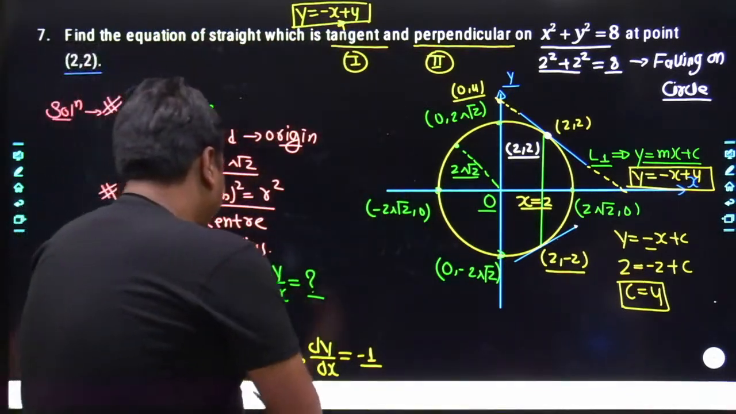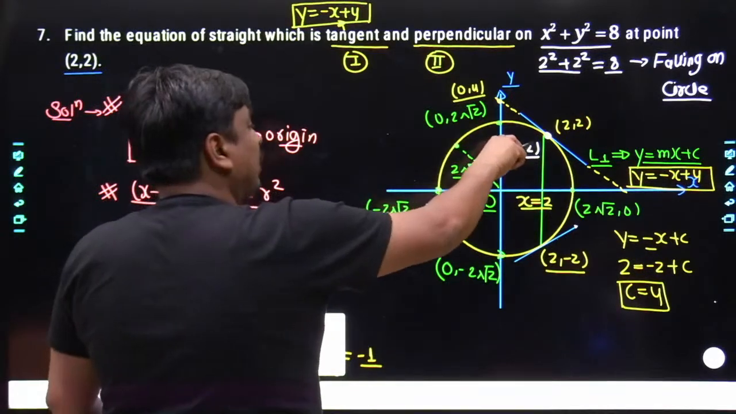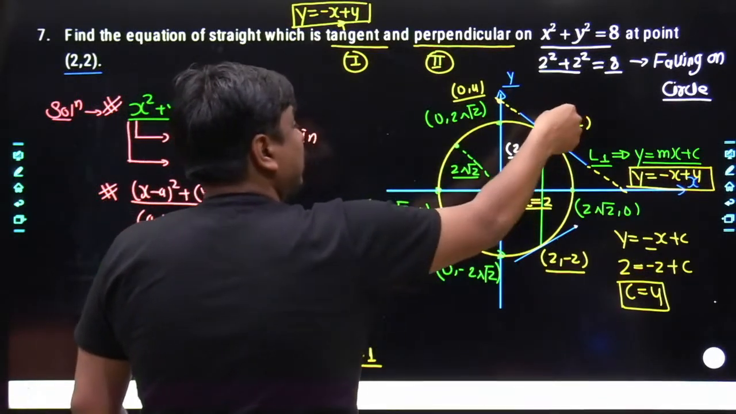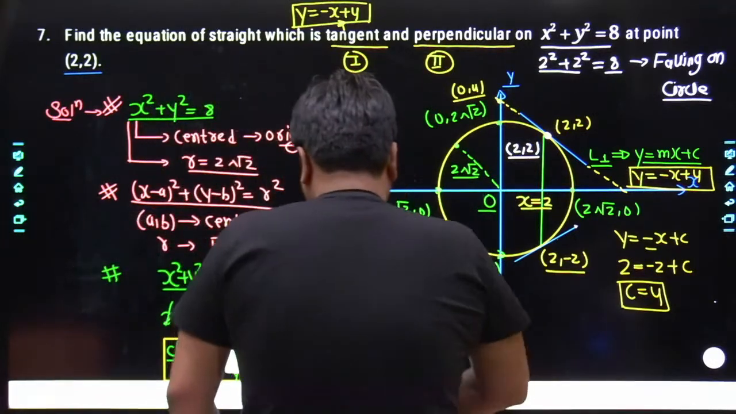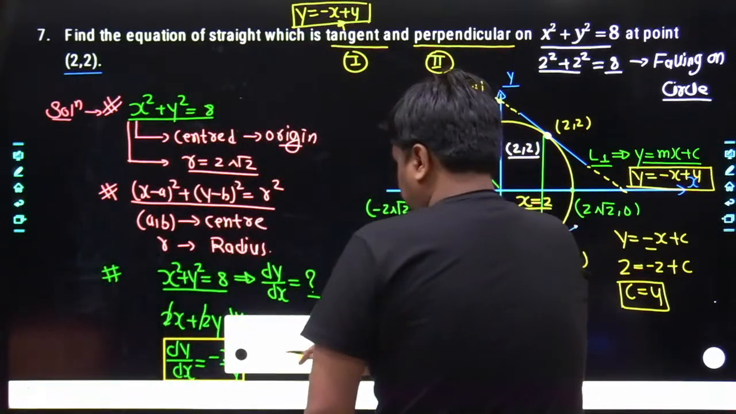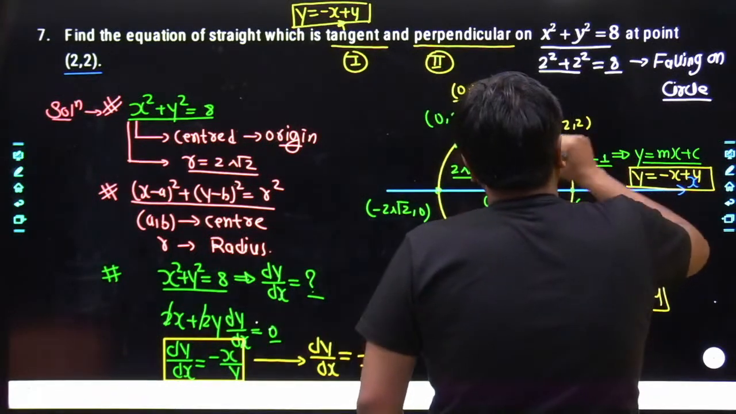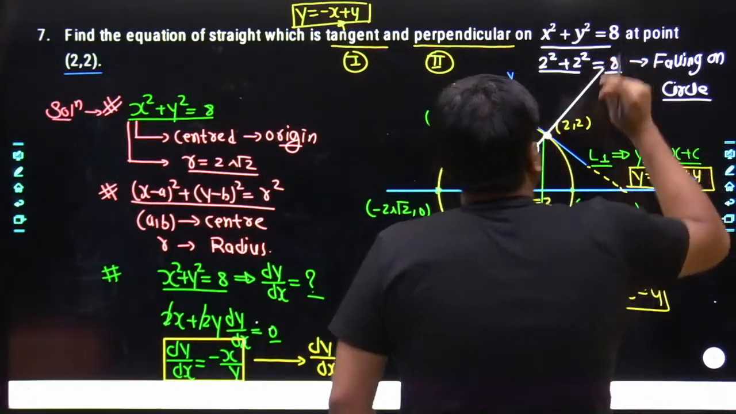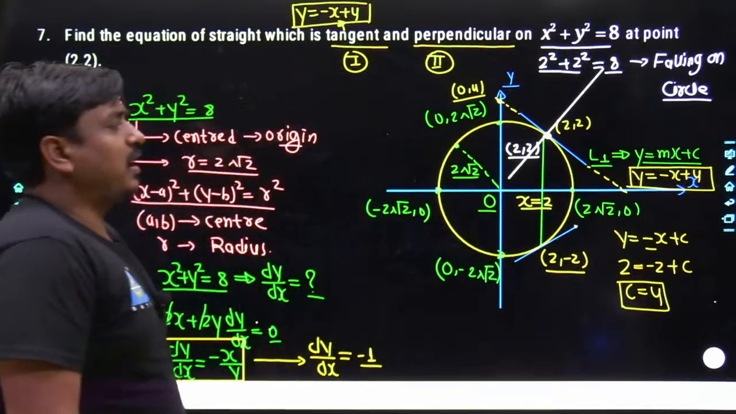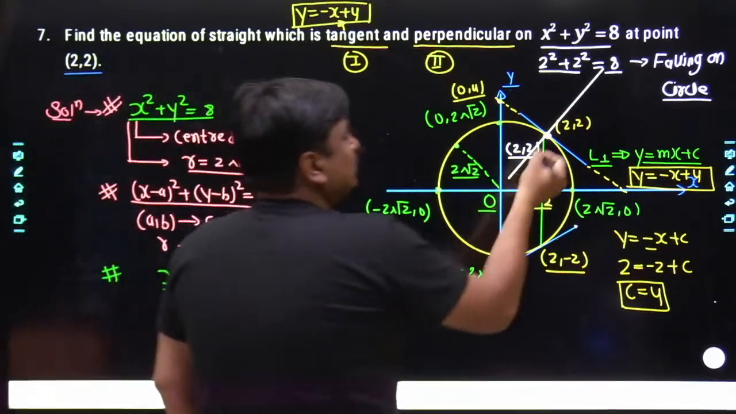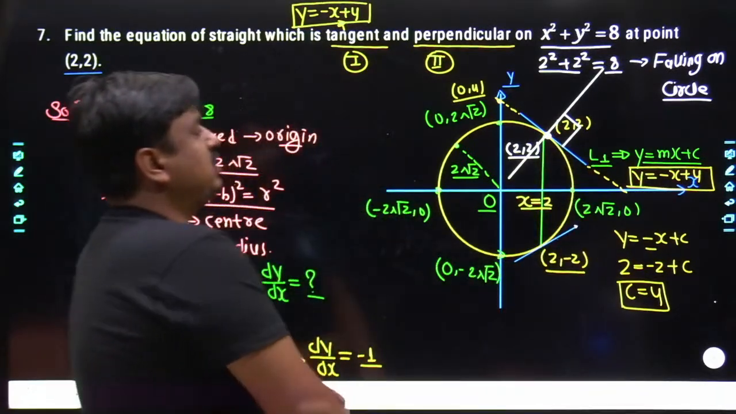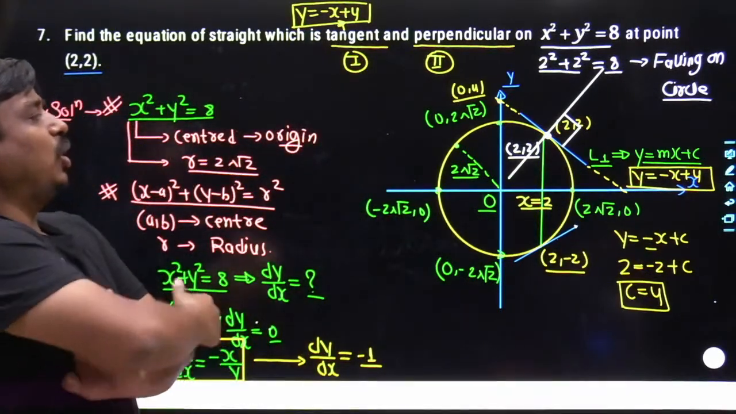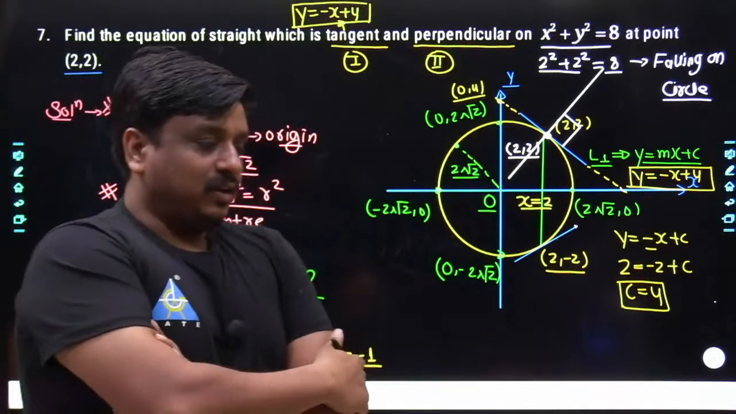What does it mean by the perpendicular? If it is perpendicular over the circle, by default it has to be perpendicular over the tangent at that point. That means in short, you had to draw a straight line which is perpendicular over the earlier straight line.